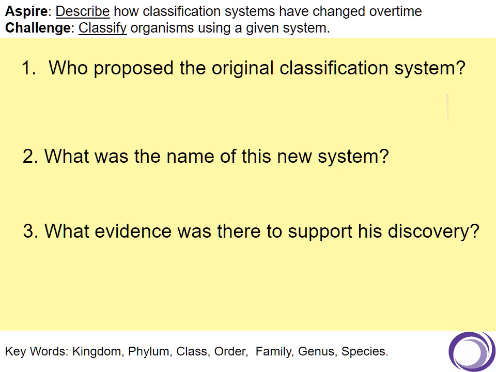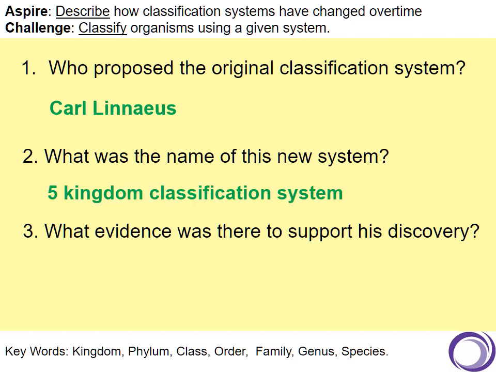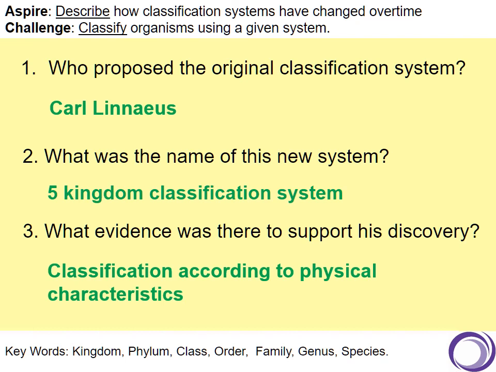Okay. So, Carl Linnaeus proposed the original classification system. The name of the system was a five kingdom classification system, and the evidence to support this discovery was classification according to physical characteristics. And again, it would be useful if you have those questions and answers down in your notes. So if you want to pause the video before we go on to the last questions, that might be a good idea.